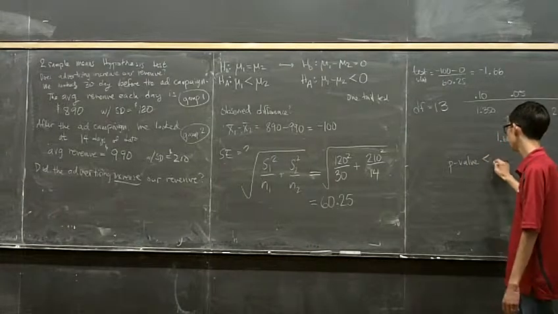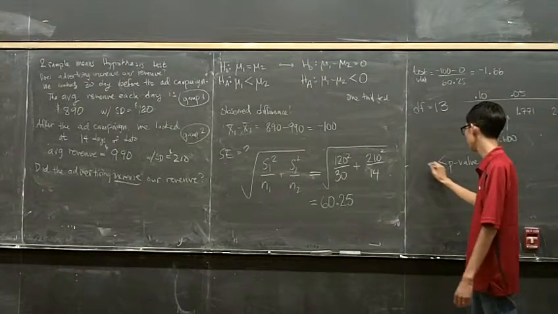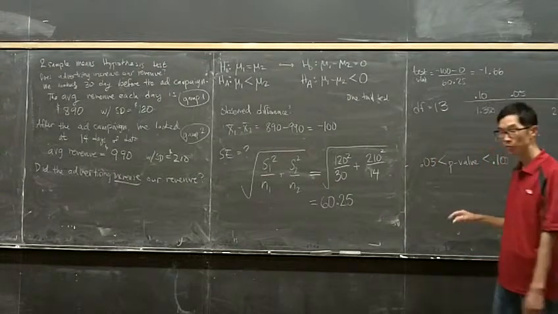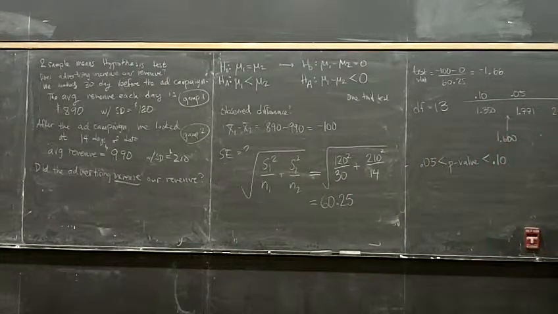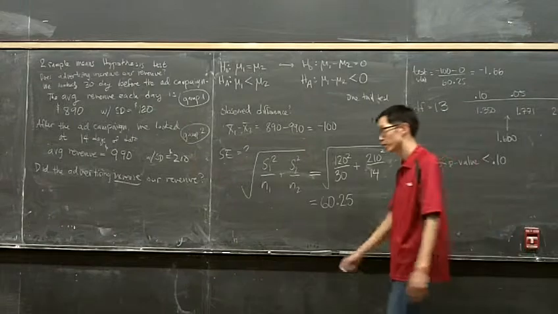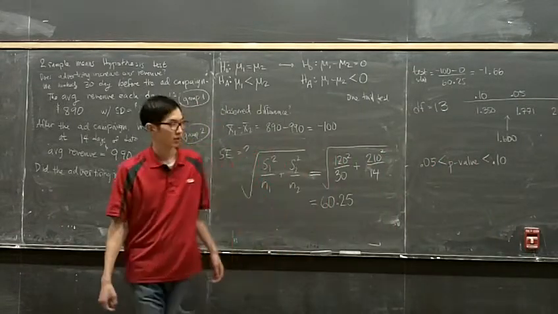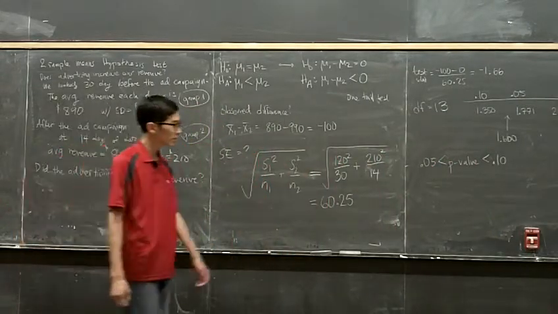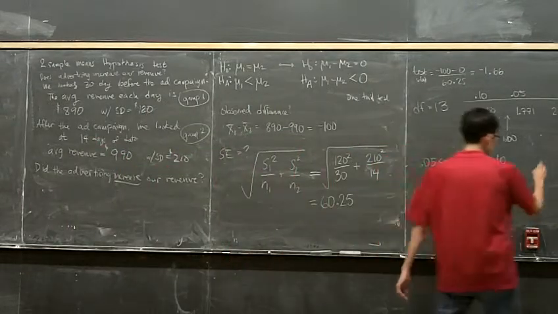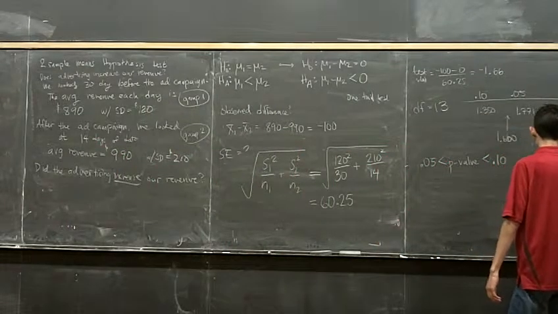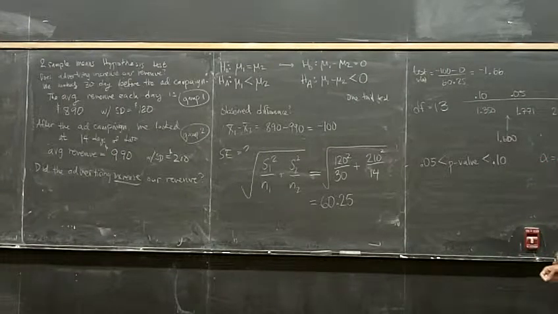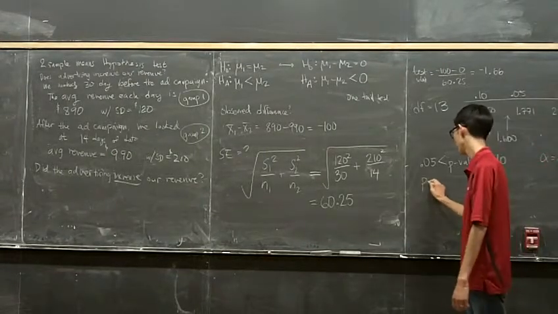Yeah, my p-value, whatever it is, I don't know exactly what it is. I do know it's more than 5%, or more than 0.05, and less than 10%, less than 0.10. So, do I have evidence that the ad campaign increased our daily revenue? If my significance level is 0.05, so let's say alpha is 0.05, is my p-value bigger or smaller than alpha? It's bigger. Yeah, my p-value is bigger than alpha.